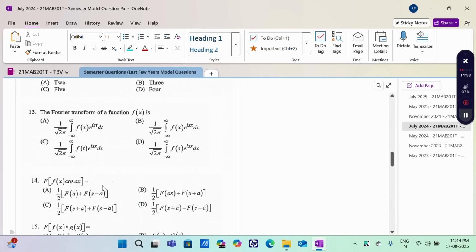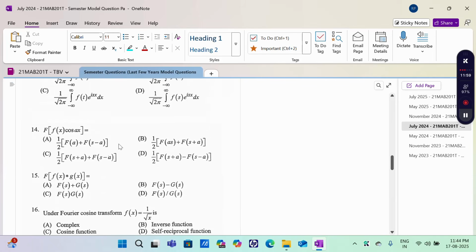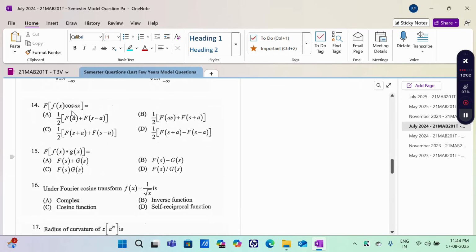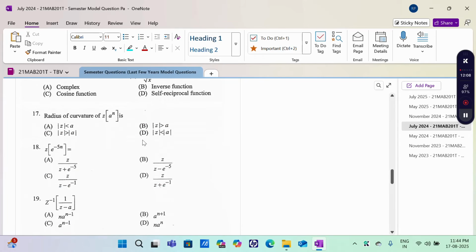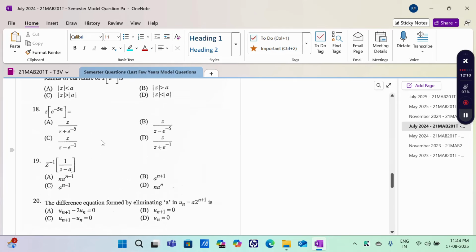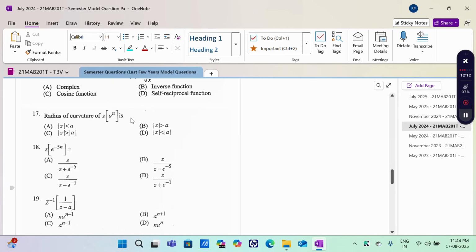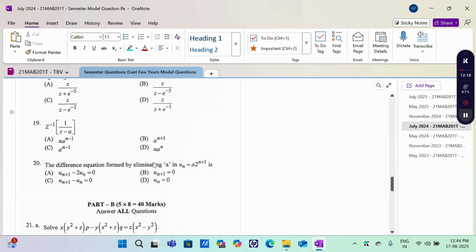And the 13th to 16th questions are Unit 4, Fourier transform. This is a Fourier transform when the function is given, the general formula, and this is a properties question, this is a convolution theorem, and the 16th is a Fourier cosine transform to calculate. Then 17 to 20, Z transform, Unit 5. So now Z function of some value, Z function, Z inverse of some function to calculate.